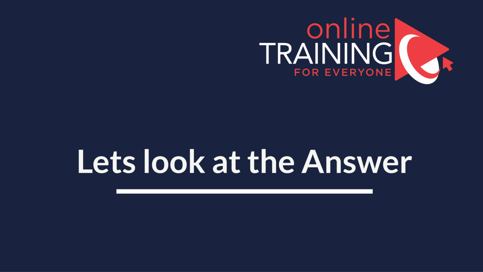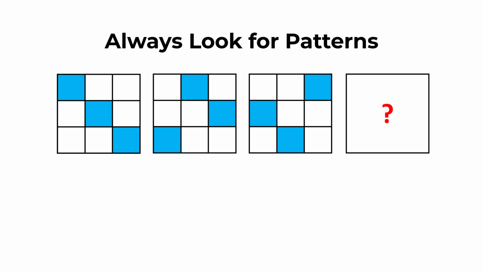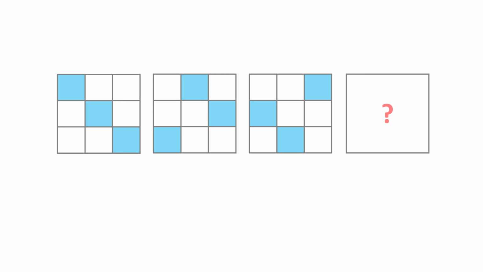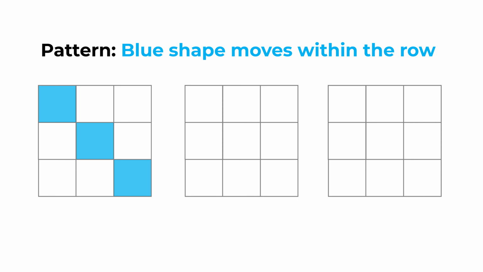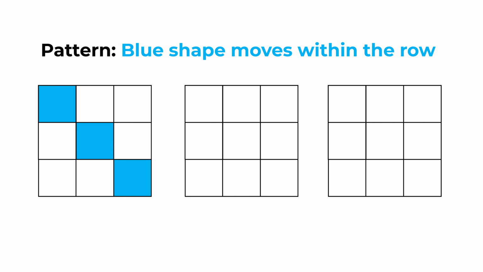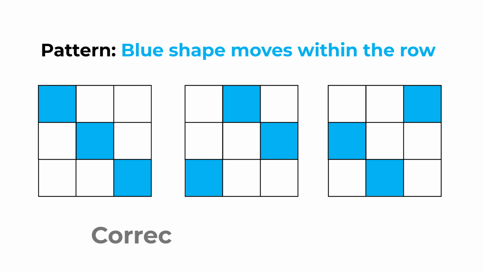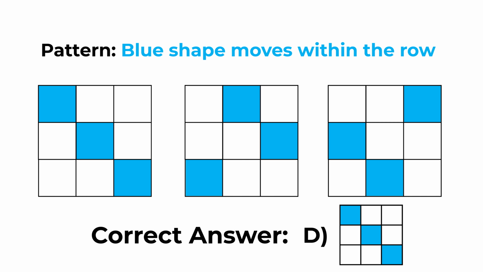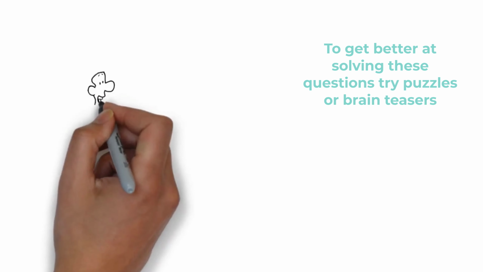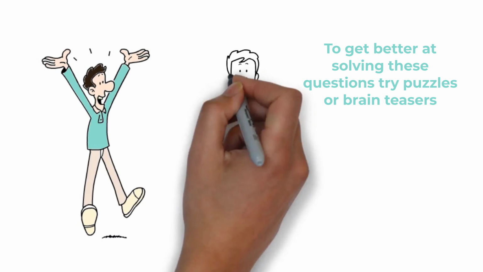As always, my advice to you, look for patterns. And determining the pattern is key to solving this particular problem. What you need to know to answer this particular question is that blue shape moves within the row of the larger shape. In each row, blue shape moves from left to right, 1 step at a time. And once blue shape reaches the end of the row on the right, it reappears on the left. So the correct answer here is choice D. Hopefully you've nailed this question and now know how to answer similar problems on the test.